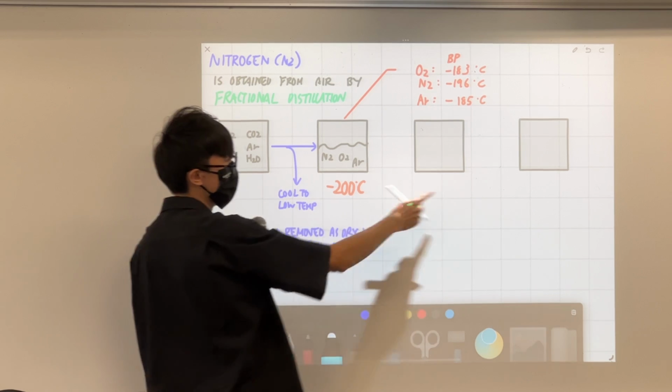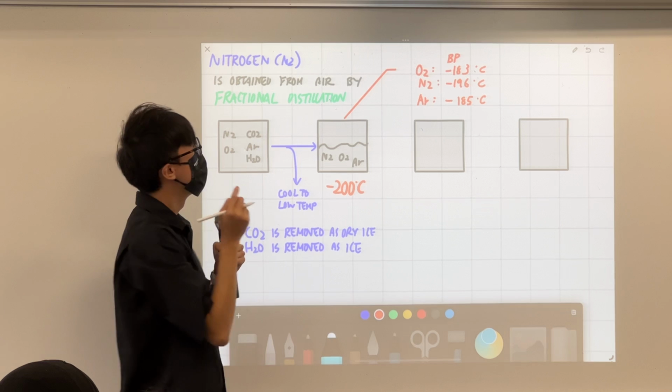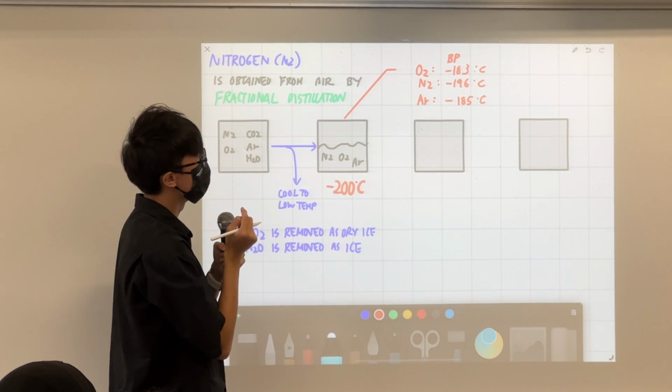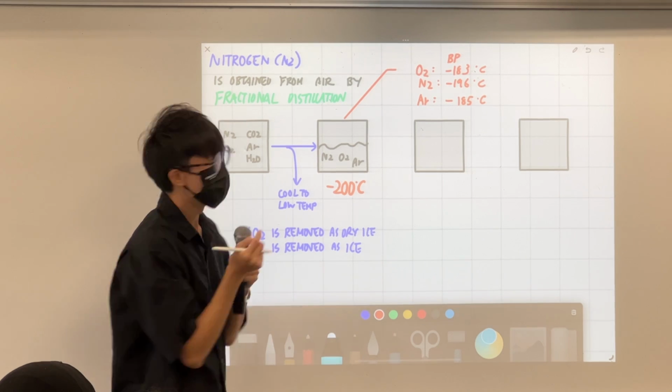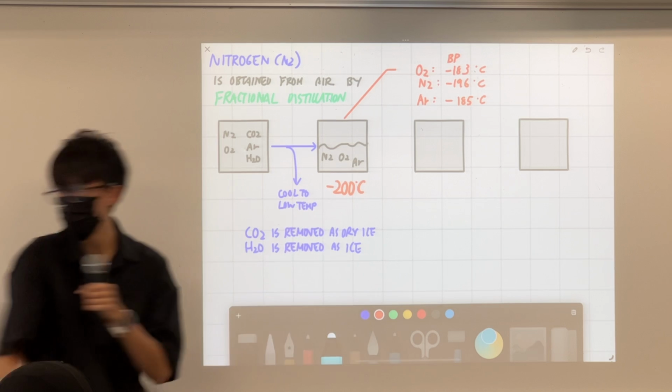As I raise it back to room temperature, which gas of these three will boil off first? Argon? N2? So which is the correct answer? It's actually N2. Because what is the next closest number to -200?